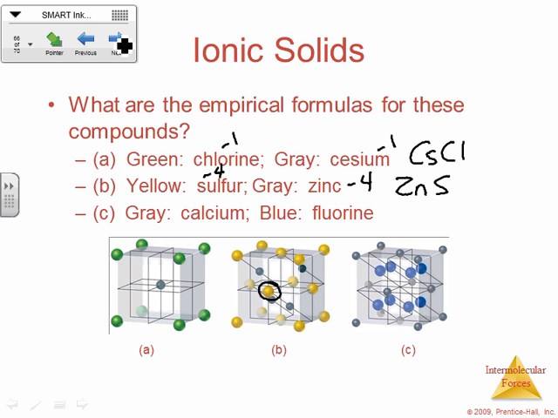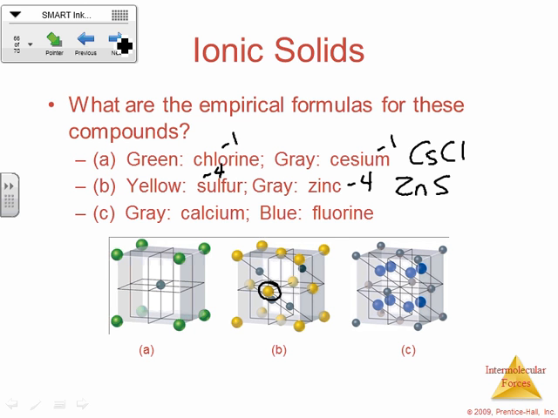Now, does that fit with what we know about the charges on those two elements? You guys remember what the charge on zinc is? It's always a 2 plus, right? Okay, and then sulfur is a 2 minus. You can tell by looking at the periodic table. So that works. And then the last one here, again, let's assume the blue dots are inside the cube.